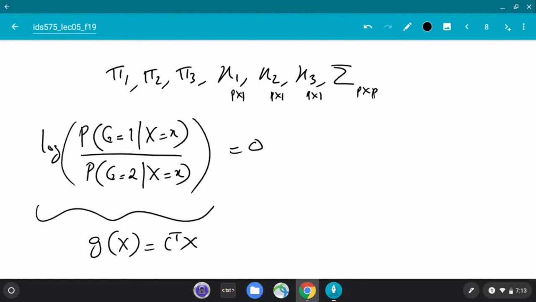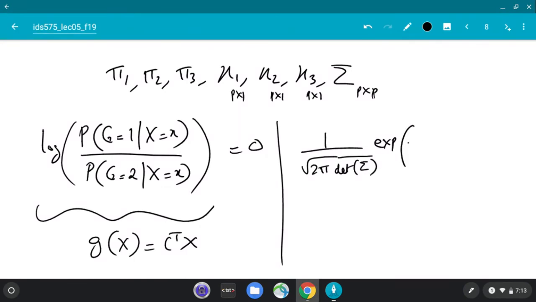Okay, the density function. I'll just write the density function to give you some expression. 1 by square root 2 pi. In the p-dimensional case, it's the determinant of sigma, times e to the power minus 1/2, x minus mu transpose sigma inverse x minus mu.